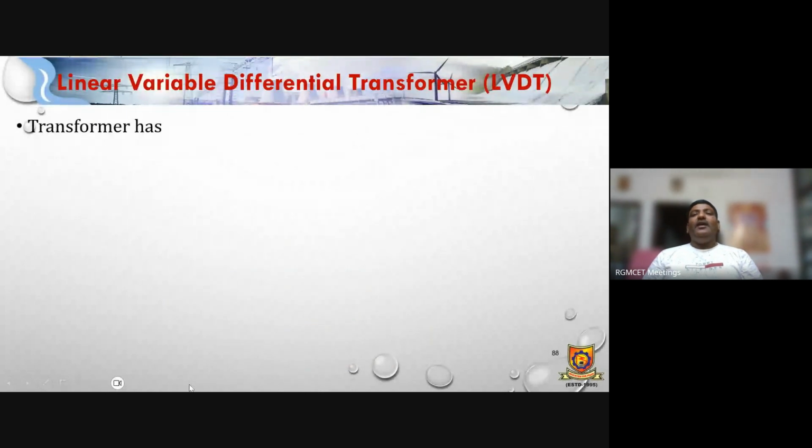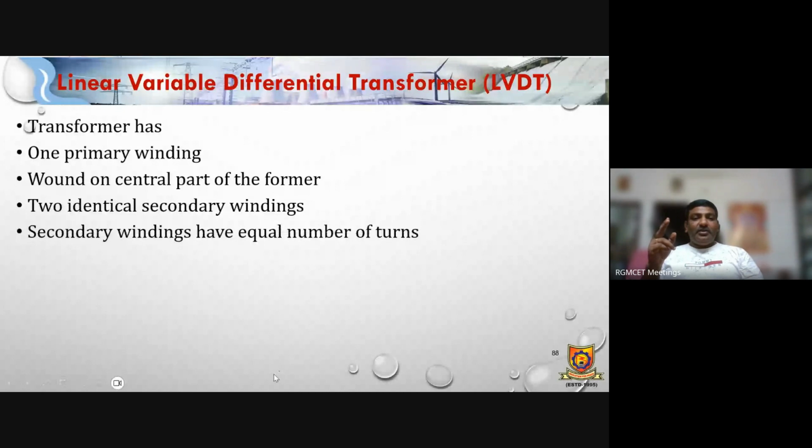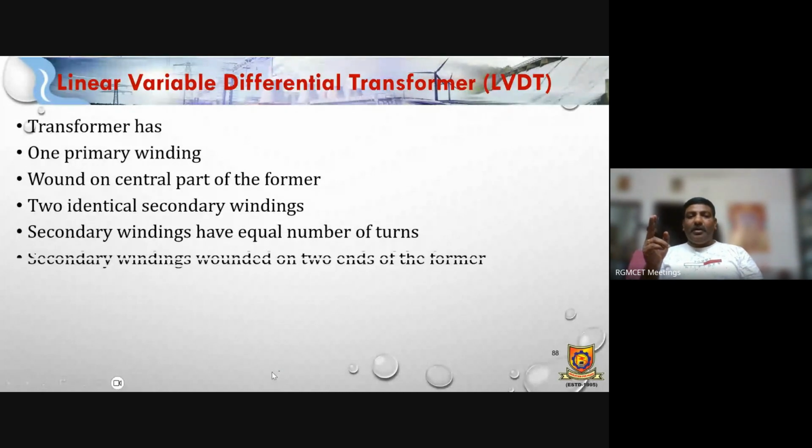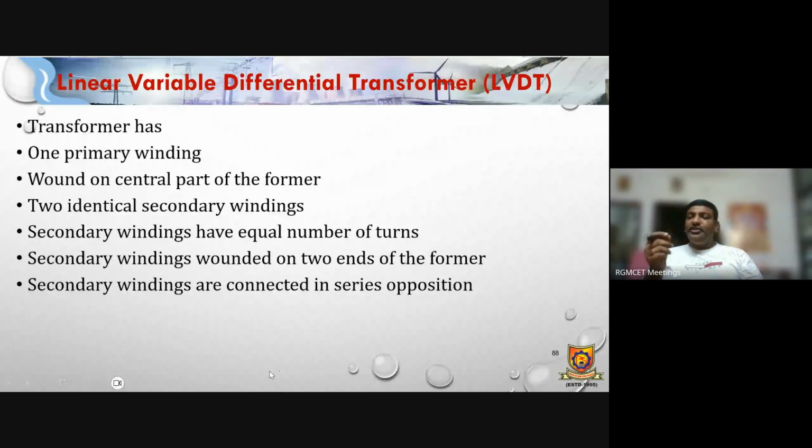Now coming to the LVDT, this is one of the very good applications of inductive transducer. It is also a transformer having a primary winding, one primary winding wound on the central part of the metallic former, and two identical secondary windings. Identical means equal number of turns, right? So the secondary windings have equal number of turns, and they are wound on two ends of the former, and they are connected in series opposition.